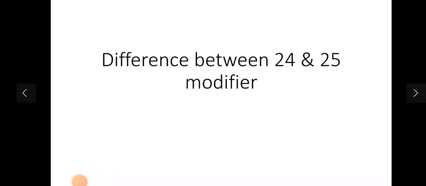Hello friends, today we'll check out the difference between 24 and 25 modifier. Many coders have confusion in using 24 and 25 modifier since they are both E/M codes and they have very much similarity, but they are very much different from each other. So let us check out first what is the definition of these two modifiers.